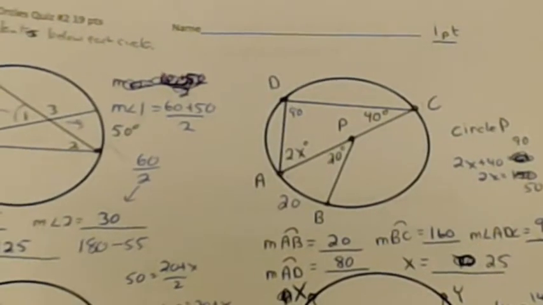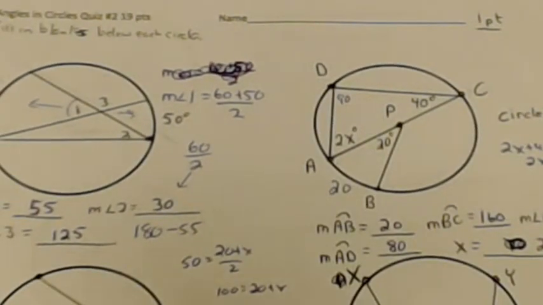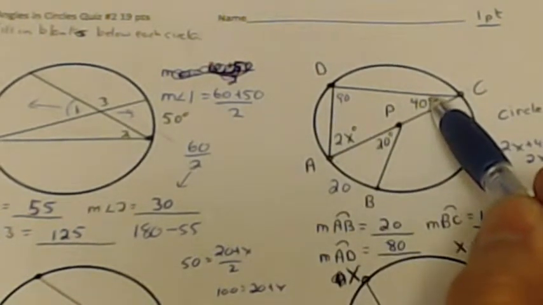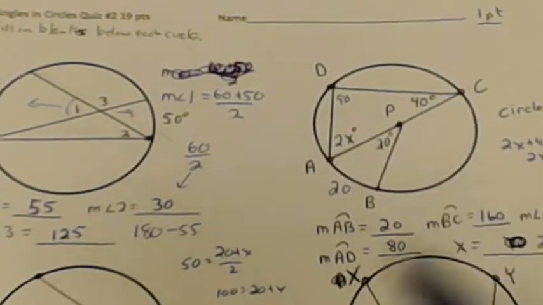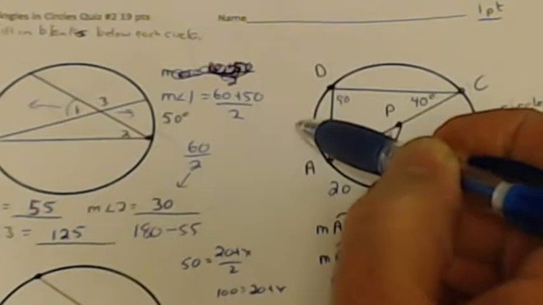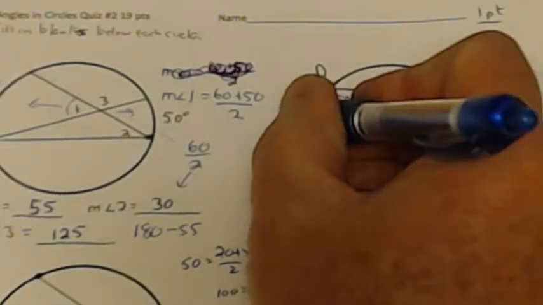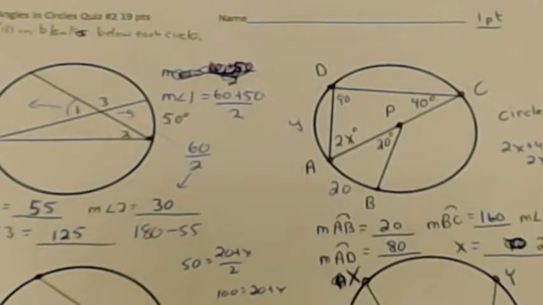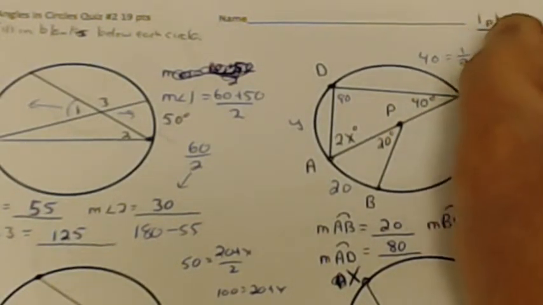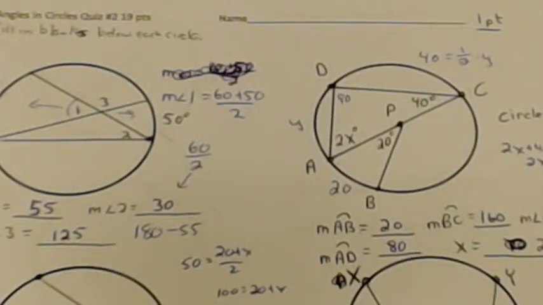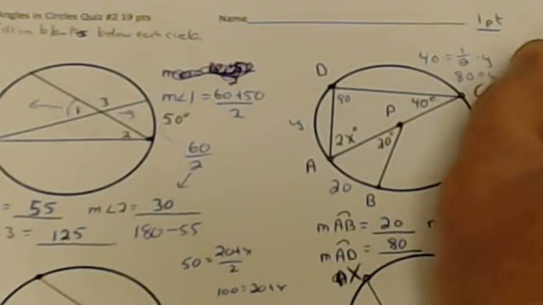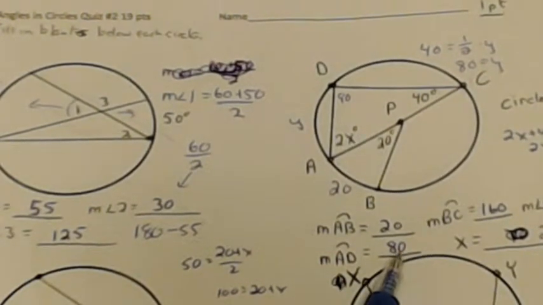Okay, to get the measure of arc AD, well, notice that this 40-degree angle intercepts that arc. Well, remember, if the vertex is on the circle, the angle is half the arc. So if I put a variable there just for a second and call it y, then I would know that 40 is half of whatever y is. So if you just multiply by 2, you'd get 80 is that arc. And that's our answer for the measure of arc AD.